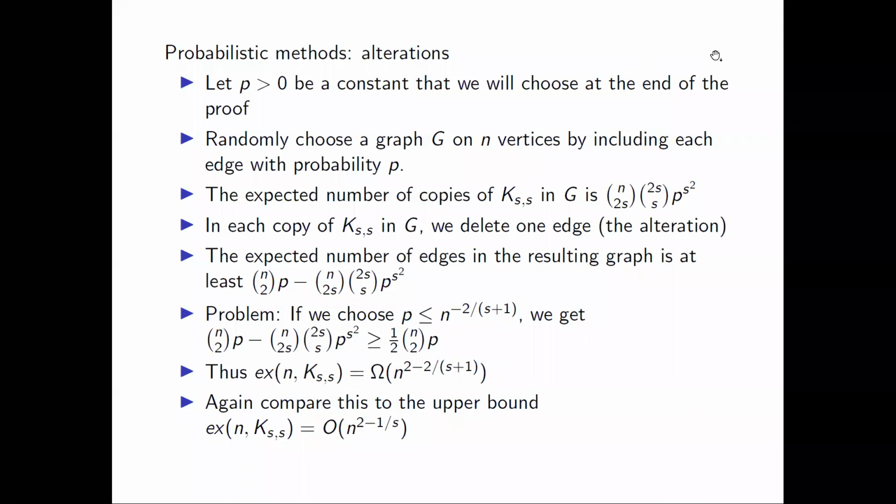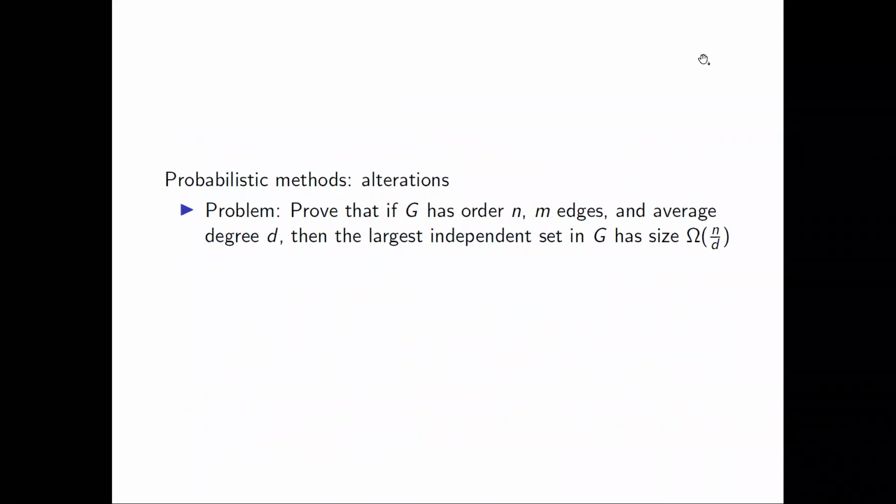Thanks for watching. Oh, wait, another problem for you. And then we'll be at the end. So the problem is to prove that if G has order n and m edges and average degree d, then the largest independent set in G has size big omega of n over d. So see if you can prove that, maybe using alterations, and you're also welcome to use any other things that we proved in class. So this result has multiple proofs.